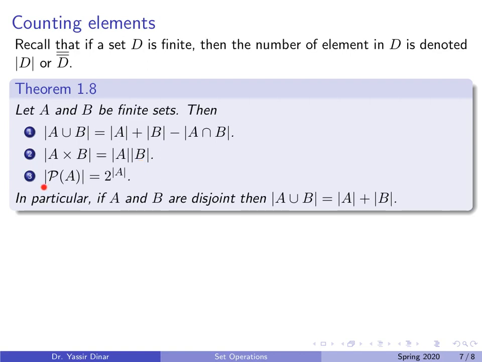And the last one is about the number of elements in the power set. Recall that the power set is the set of all subsets of A, and the number of elements in the power set is equal to 2 to the power of the number of elements in A. In particular, what we get from this theorem is that if A and B are disjoint, which means that the intersection is equal to the empty set, then the number of elements in the union is just the sum of the number of elements in the two sets.